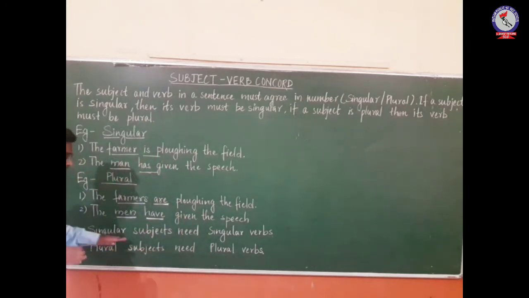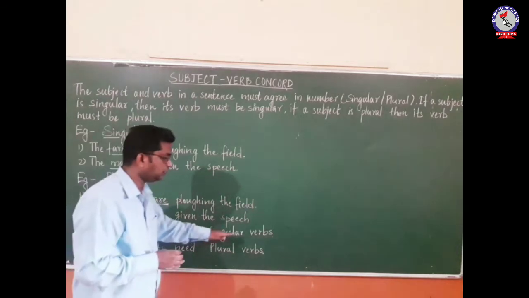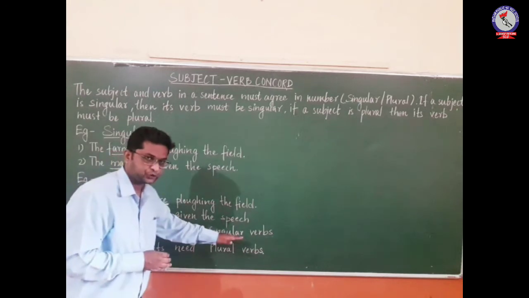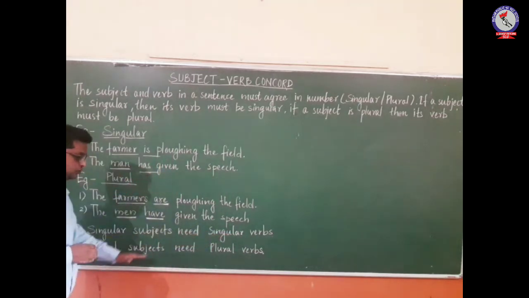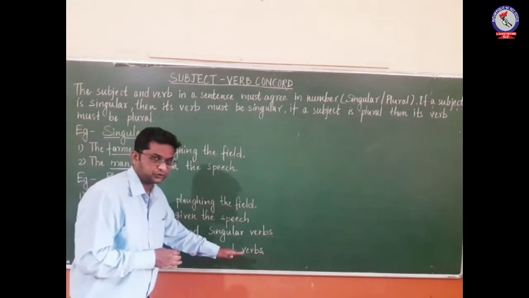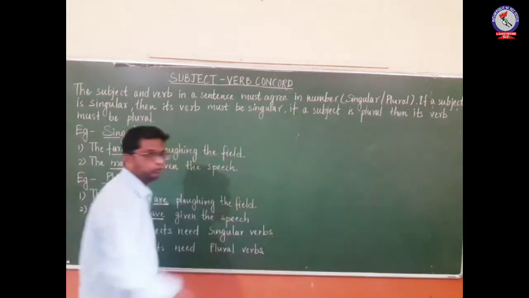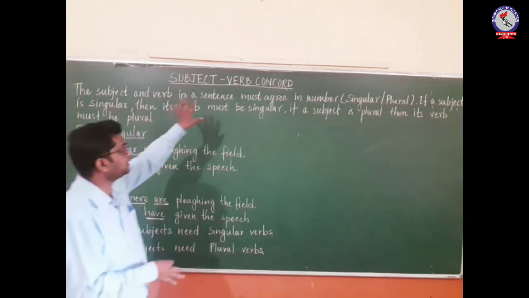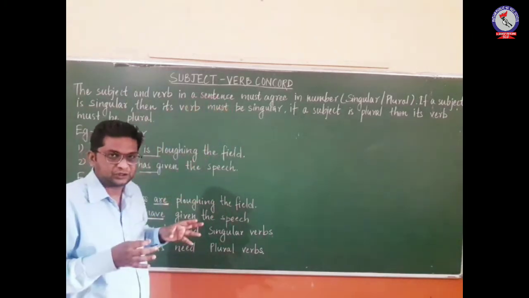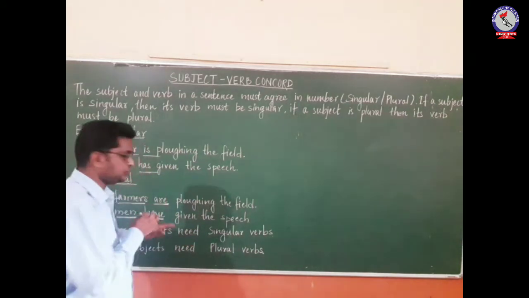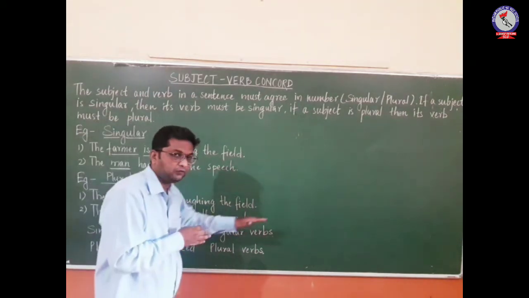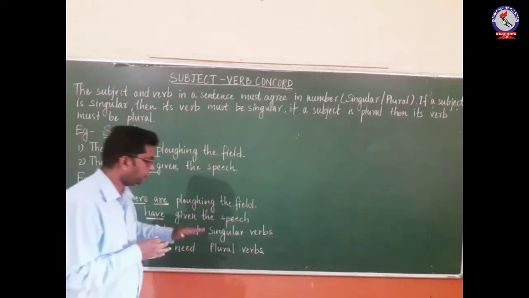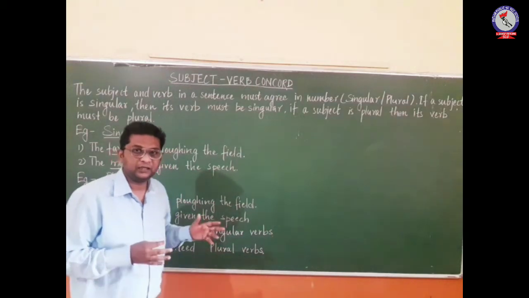Therefore, singular subjects need singular verbs. Plural subjects need plural verbs. Now, this is the rule. This is the agreement between the subject and verb in a sentence. If the subject is singular, a singular verb will be used. If the subject is plural, then a plural verb will be used in a sentence.